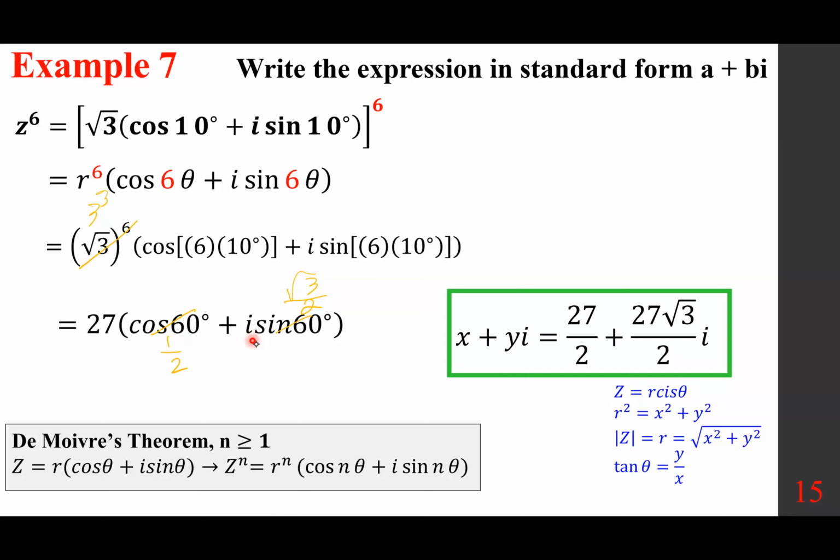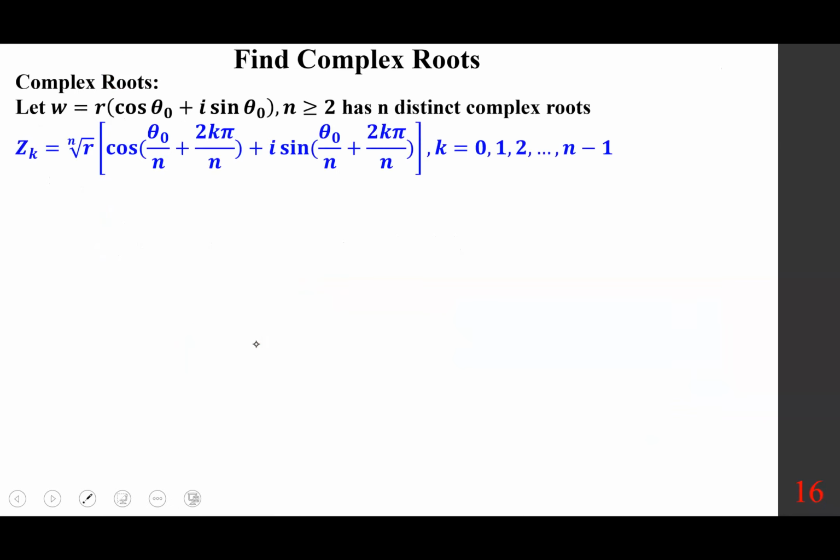So we looked at multiplication, division of complex numbers, and raising them to a power using the Moivre theorem. Let's look at the roots. Complex roots: let w be r cosine of theta 0 plus i sine theta 0, that means r cis theta 0, when n is 2 or larger.